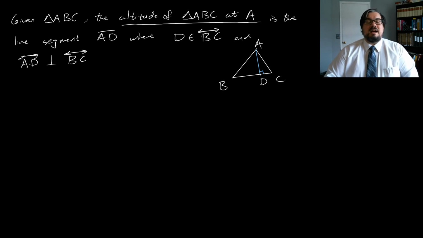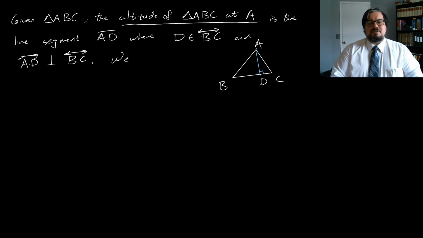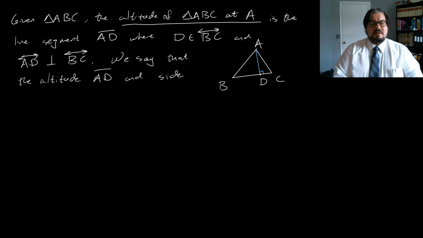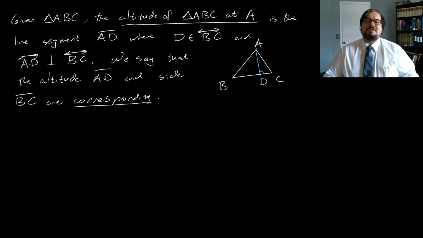Now, we've actually looked at this kind of construction before. We didn't give it a specific name, but it's useful to us now to do it. In this case, we say that the altitude AD, or segment AD, and the side BC are corresponding. So we will often talk about a side and its corresponding altitude, or an altitude and its corresponding side.